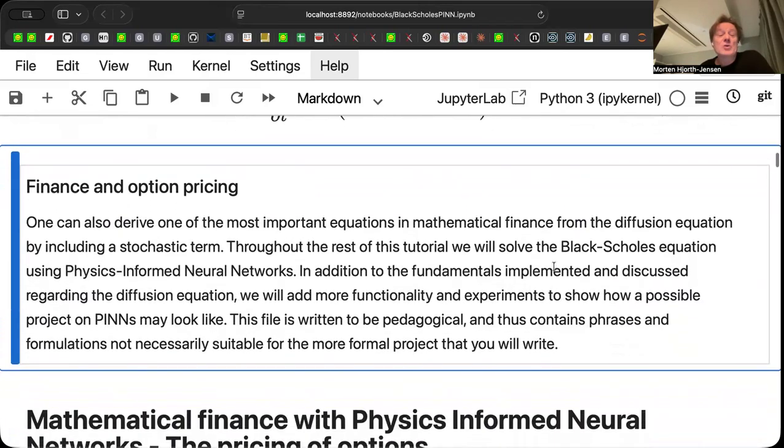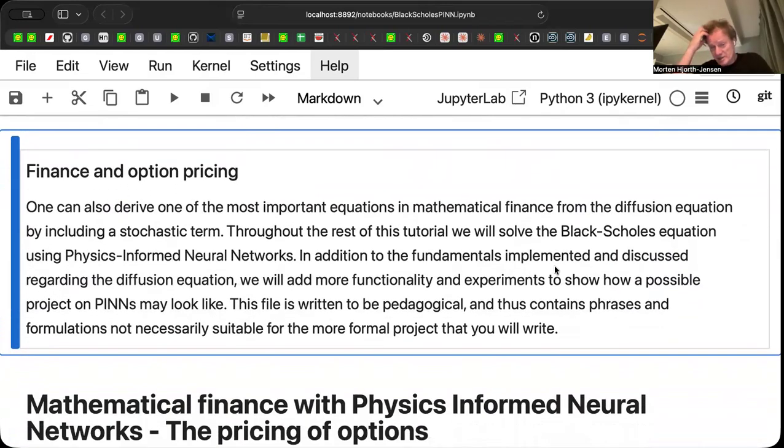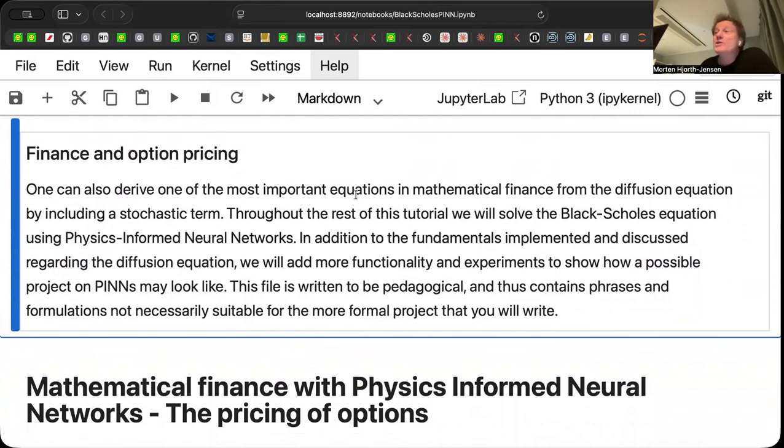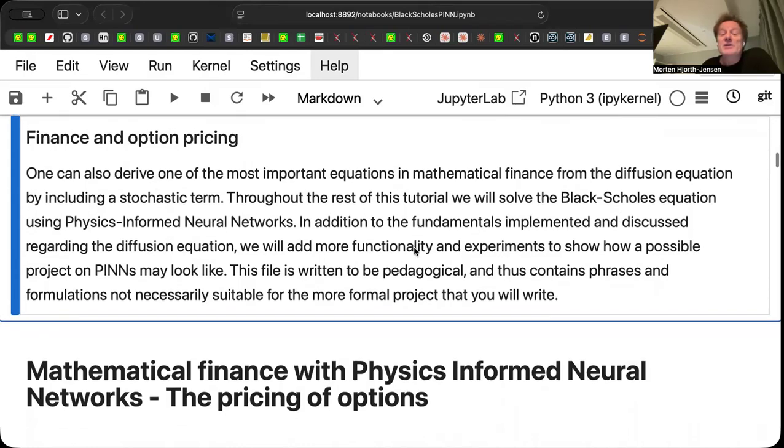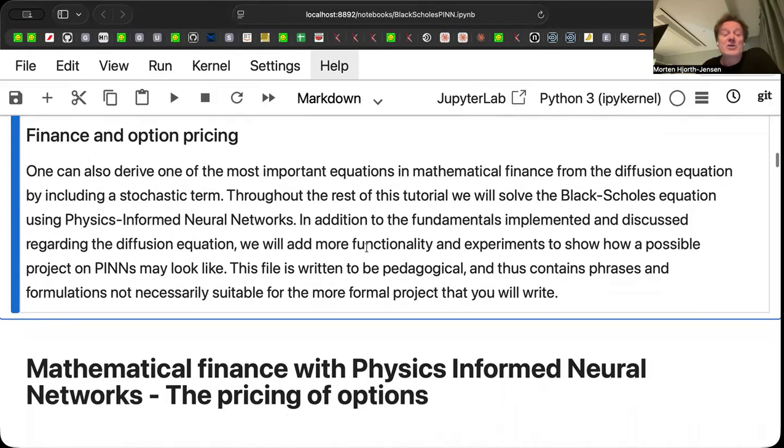Now, what we are going to look at is, however, a slightly different problem in the exercises and the lectures today. And this is about the so-called Black-Scholes equation. In principle, this is a diffusion equation with a stochastic term. And in the notes which you find here, you will see how you can solve this equation using physics-informed neural networks. So that means that in addition to the fundamentals implemented and discussed regarding the diffusion equation, you can add more functionality and experiments to show how a possible project on PINNs may look like.